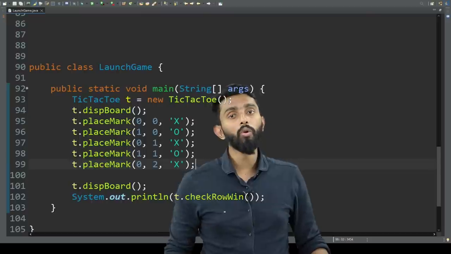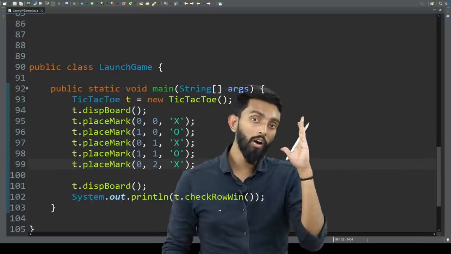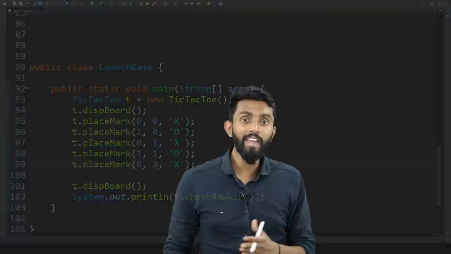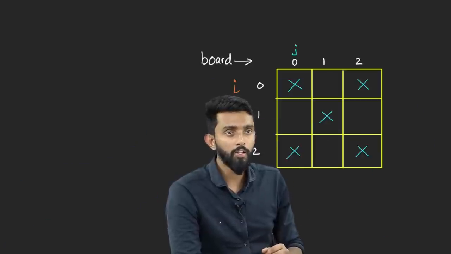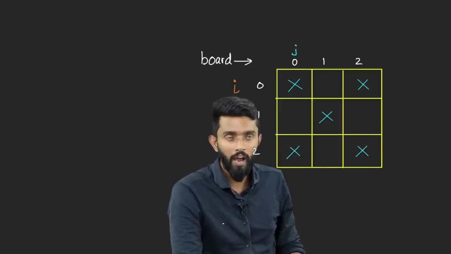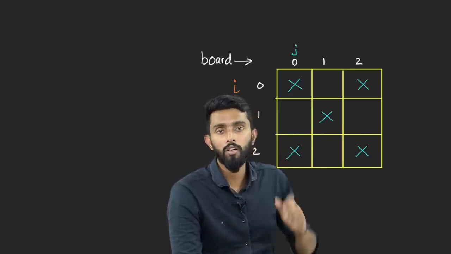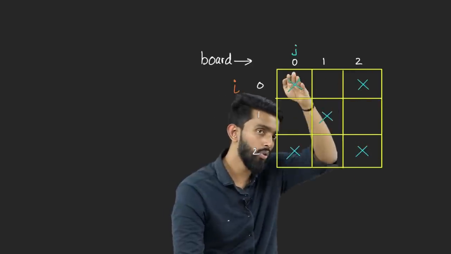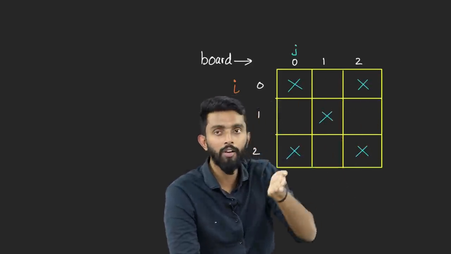So now we have seen how to write the logic to check for a row win. The only other win condition is diagonally, and let's have a look at how we can write the logic for that. The last remaining part is to check for a diagonal win. My dear friends, this is the scenario where diagonally there are win conditions. So, you can either win like this or you can win like this.